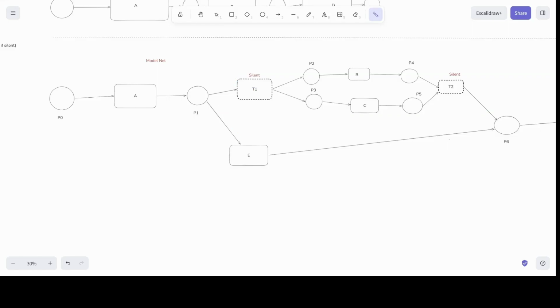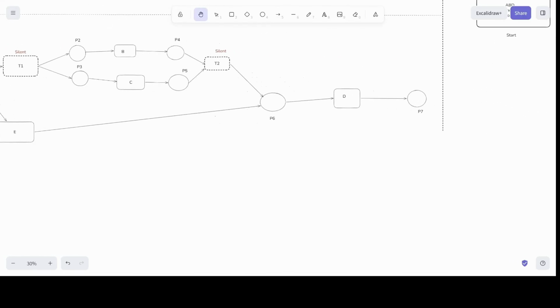Now we need to represent the parallel relationship. So let's start with here. And now we are forced, as we have these 2 tokens here before B and C, to fire both B and C. This is what we call concurrency. We don't know who's gonna fire first, but both of them need to fire so that we can transition to have a token here and here.